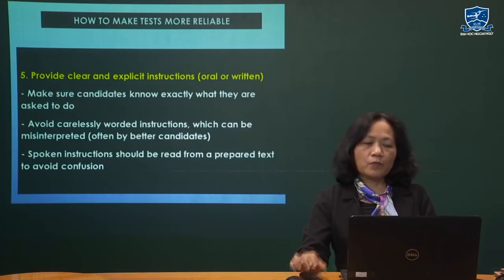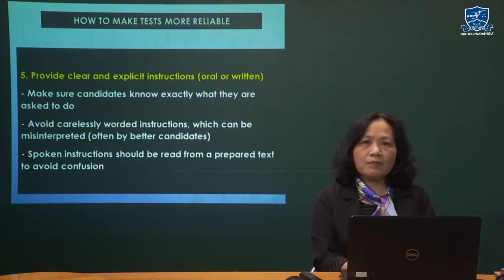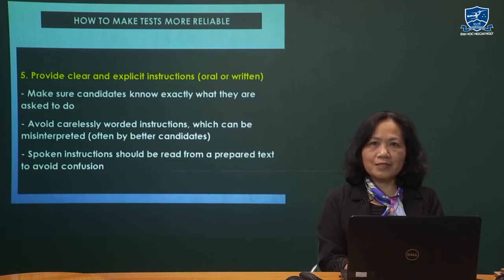And number 5, provide clear and explicit instructions, oral or written. So you have to make sure that candidates or test takers know exactly what they are asked to do. And you have to avoid carelessly worded instructions. You assume that the students often do this type of test and they know what they are supposed to do, and you don't write very careful instructions. So that may make the students misunderstand the instruction, make them confused or upset about what they have to do. So the point here is you have to make very clear instructions all the time.